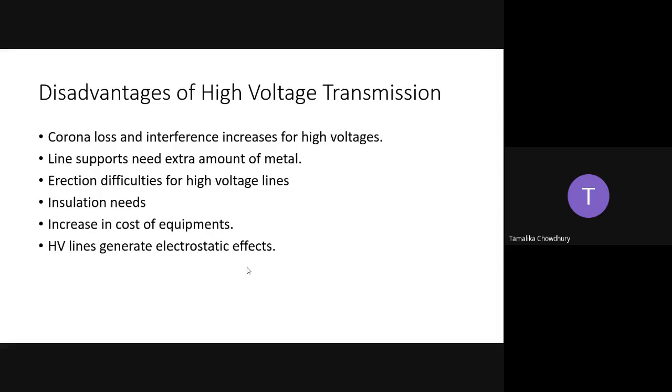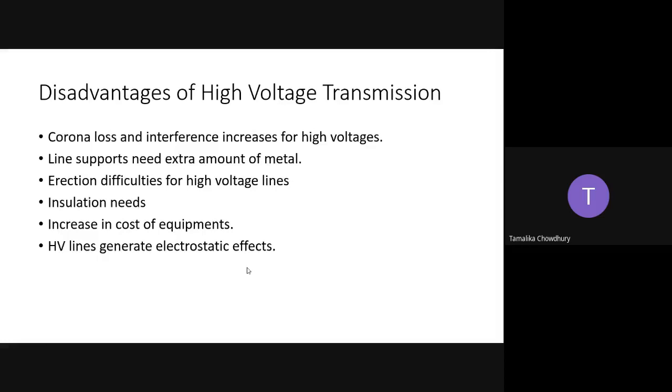Line supports need extra amount of metal. Erection difficulties means when you are building it, erecting it, then erection difficulties for high voltage lines. Then comes the insulation, because as you increase the voltage, insulation problem starts. So very good insulation is needed. A proper, well protected insulation is needed. So insulation needs is the next disadvantage.